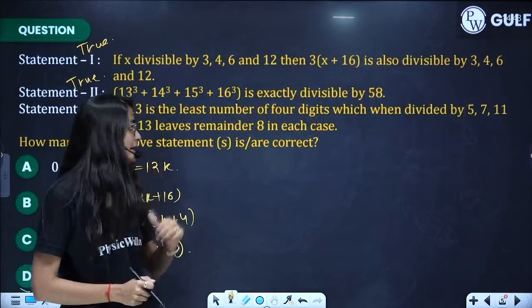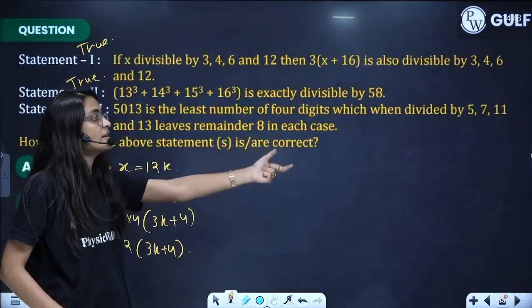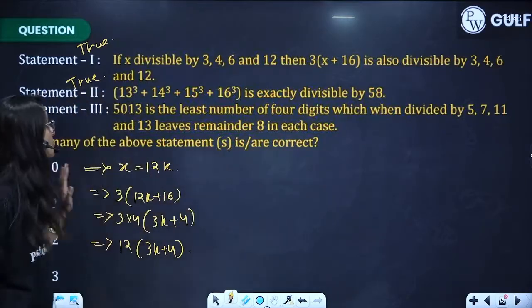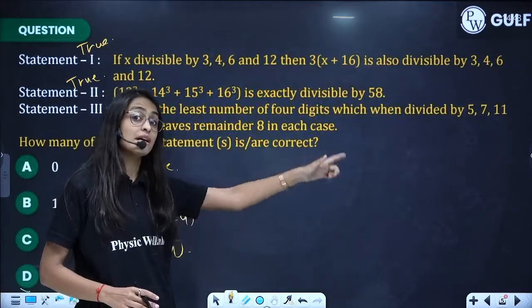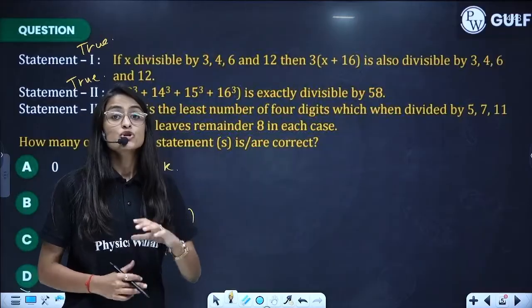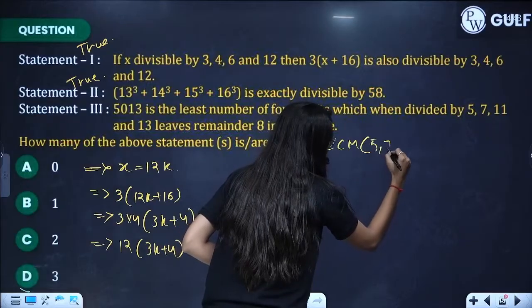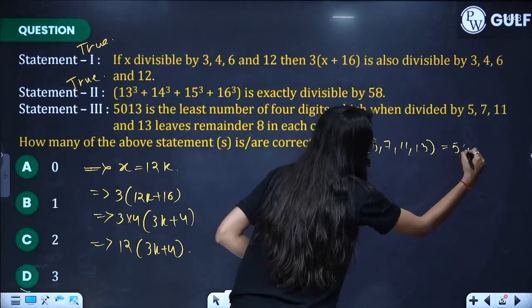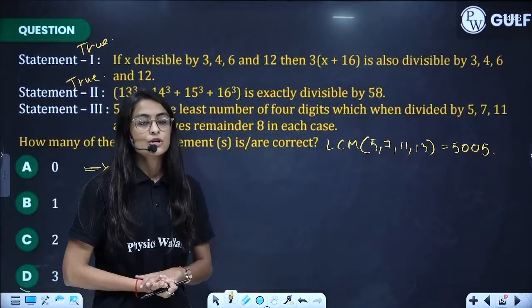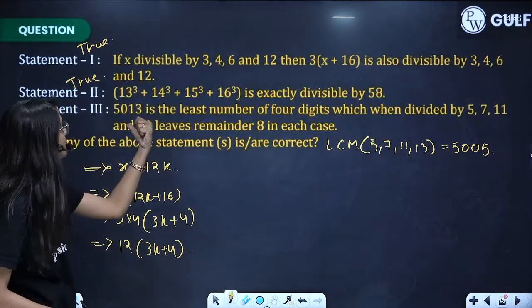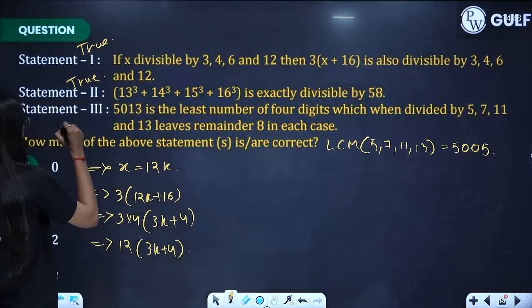Coming to the third statement, it says that 5013 is the least number of 4 digits which, when divided by 5, 7, 11, and 13, provides a remainder 8 in each case. Now you can observe very carefully that 5, 7, 11, and 13 are prime numbers. So if you take the LCM of all 4 prime numbers, what will you get? The LCM of 5, 7, 11, and 13 is 5005. Add 8 to it and you get 5013. So when you divide your number 5013, you'll get 8 in each and every case. So again, statement 3 is also true.